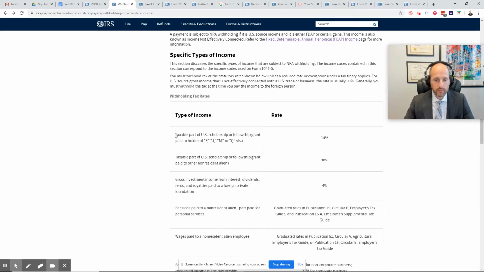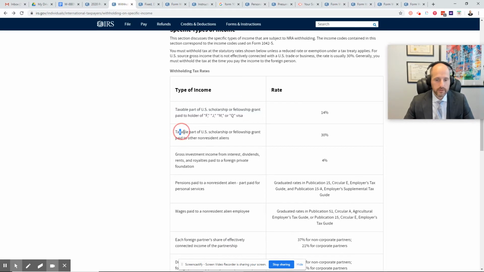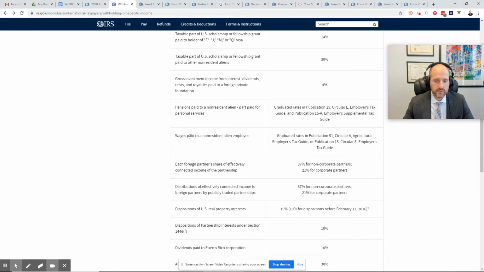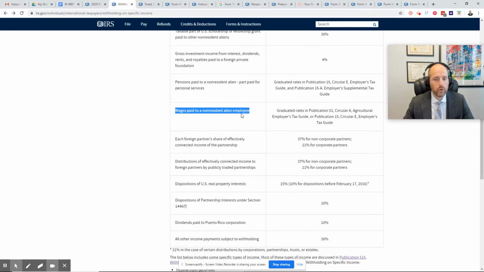Okay, so type of income, we have taxable grants, taxable scholarships, investments, income from dividends, rents, royalties paid to a private foundation. Okay, that's only 4%. Pensions, wages paid to a non-resident employee. Looks like graduated rates. An employee, the IRS defines employee and contractor very differently, and it's very, very nuanced and very complicated. Like what's an employee, what's withholdable. This video is about insurance proceeds.